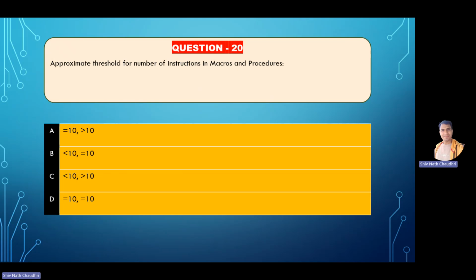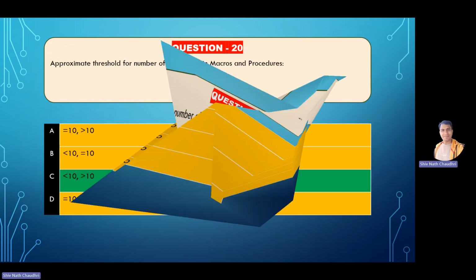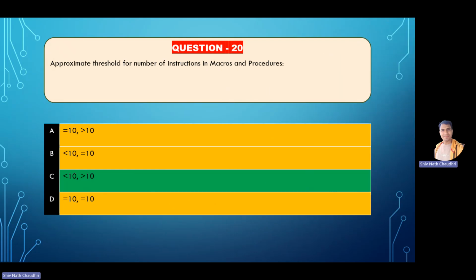And option B, macros have less than 10 instructions, procedures have exactly 10 instructions. And in option C, macros may have less than 10 instructions and procedures may have greater than 10 instructions. So these two are approximate thresholds. And option D is like an assignment category, like macros have 10 instructions and procedures have 10 instructions. But the question is about the approximate threshold for the number of instructions. So option C should be the right choice for this one. Macros may have less than 10 instructions, procedures may have greater than 10 instructions. Let's see. Yes, option C is right for this question.